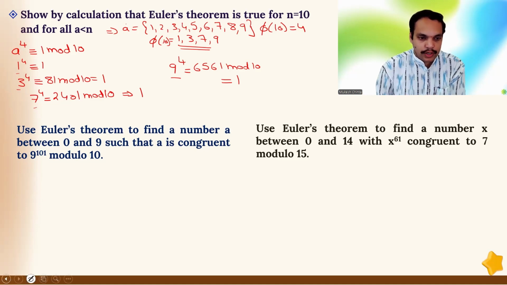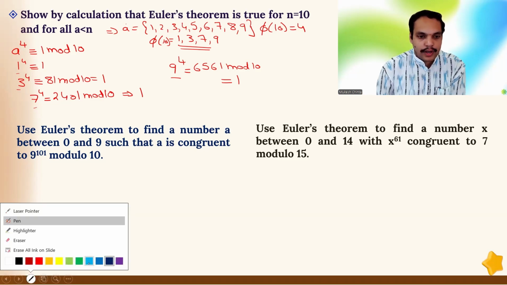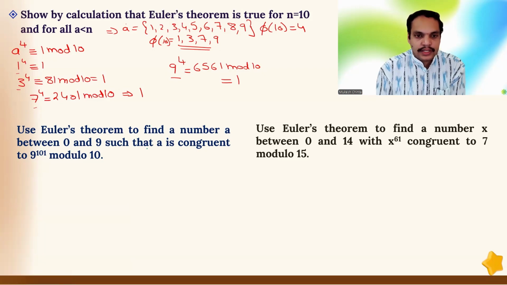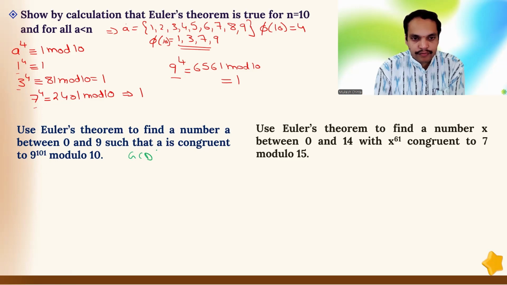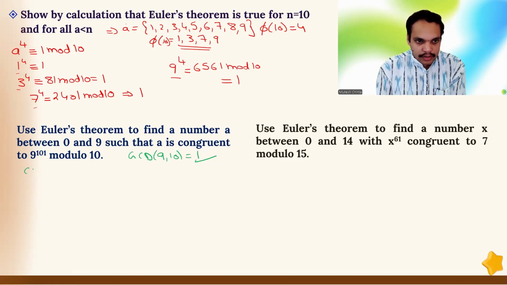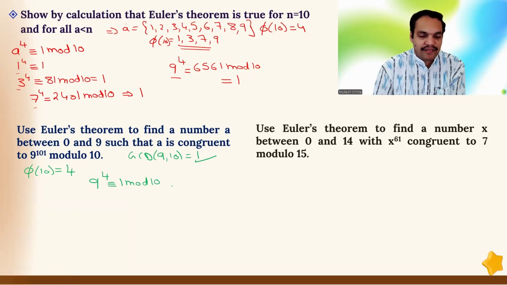So let me go to the next one, which uses Euler's theorem to find the value of a number between 0 and 9 such that it is congruent to 9 power 101 modulo 10. I need to check once before I do this whether GCD of 9 comma 10 is equal to 1 or not. Yes, it is true. So I need to find phi of 10. Phi of 10 is 4. We already did this calculation earlier. So 9 power 4 is equal to 1 mod 10.